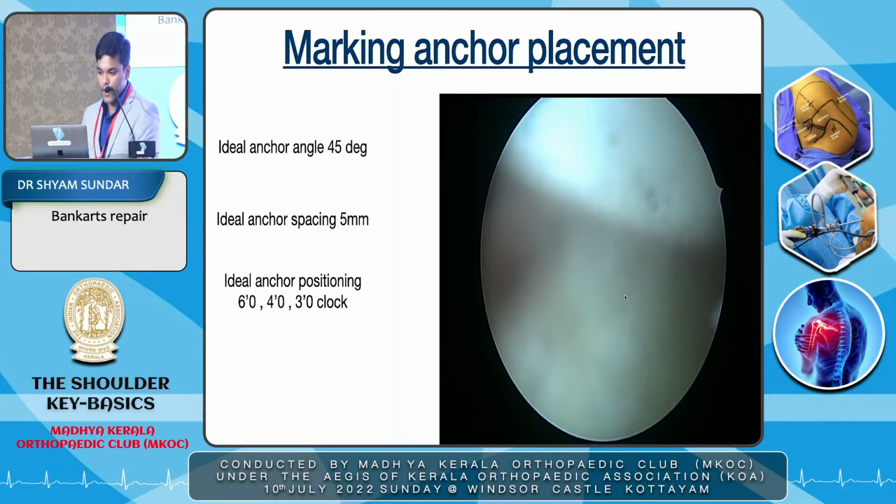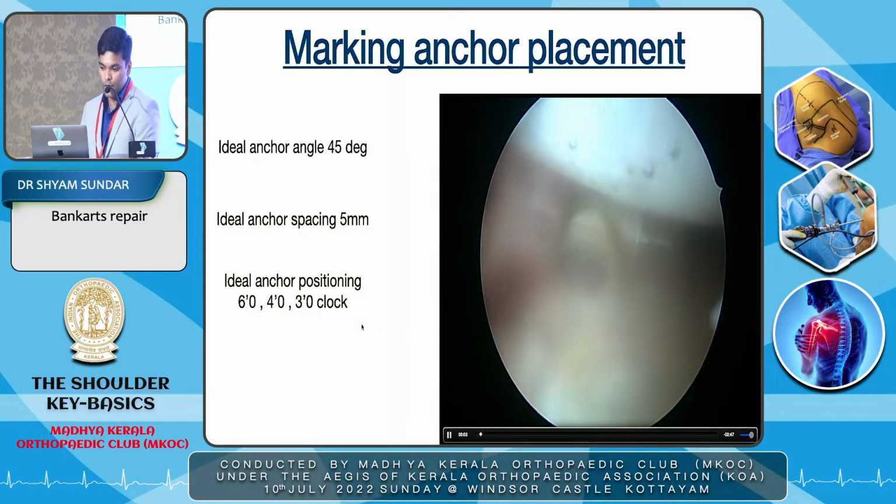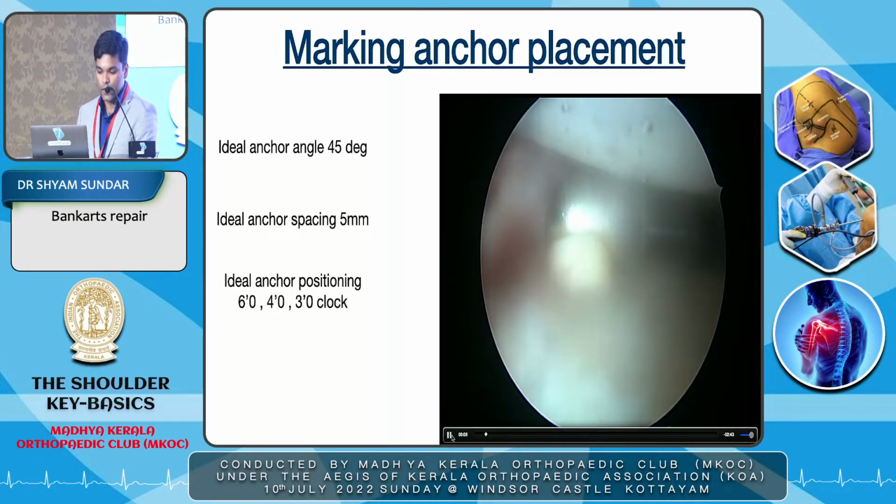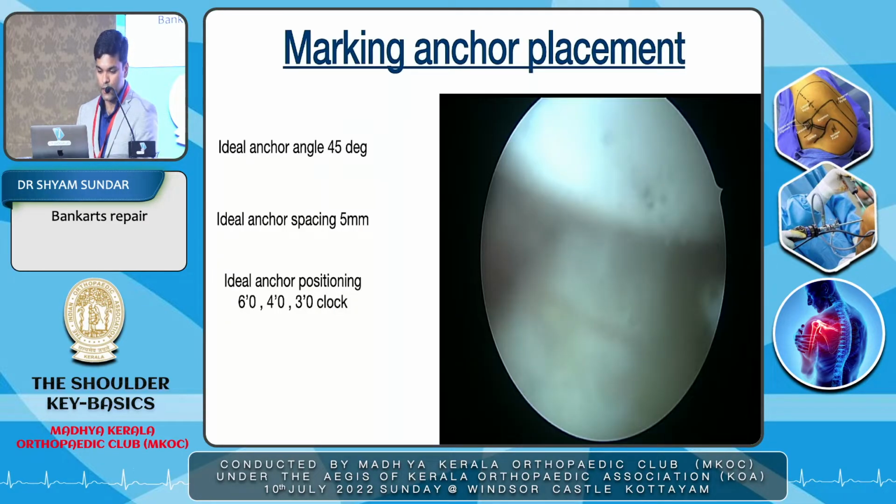Now, what is the ideal anchor placement? Ideally we were taught to have the anchor placement at 45 degrees, but there is recent literature which says that you can put it at 30 degrees, or 60 degrees, anywhere between 30 to 60 degrees when you are using an all suture anchor is good enough. So you have to keep in mind it's at 45 degrees.